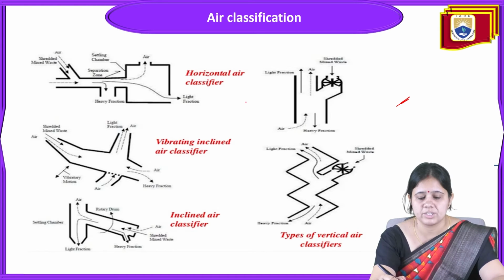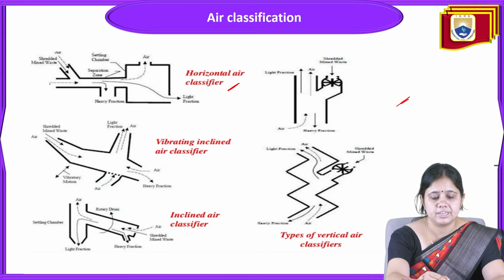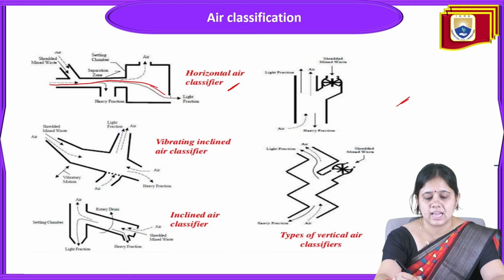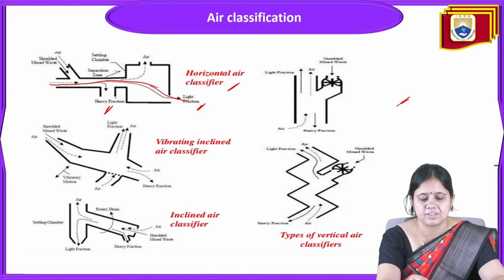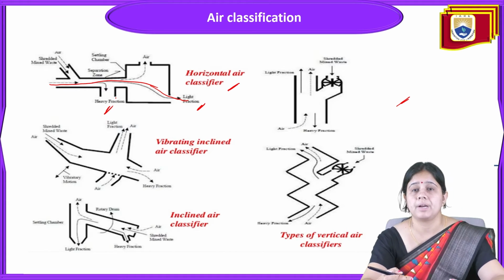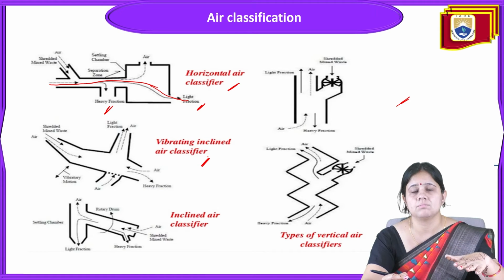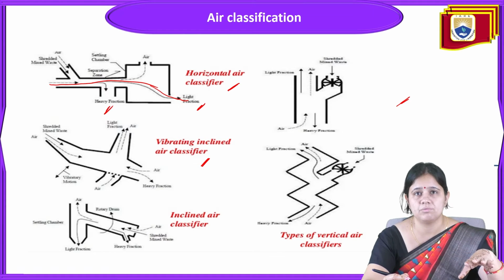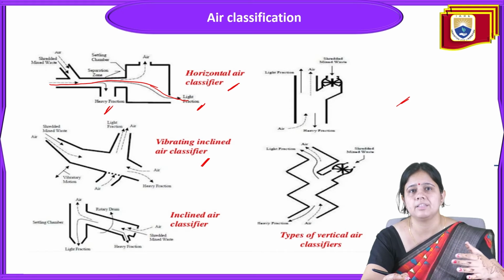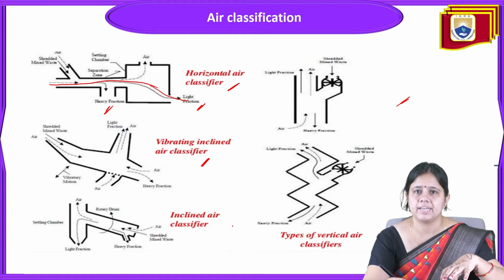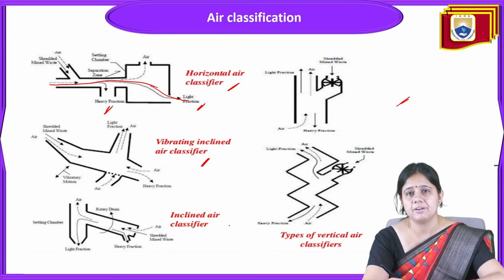The first one is the horizontal air classification. Horizontally air is coming, and it is classifying the light fraction here and the heavy fraction here. Like this is a vibrating inclined air classifier. Some vibrating element is there. This will go with the vibration. They are classifying the light particles and the heavy fraction. Like this inclined air classification, in an inclined way, it can work in an inclined way also.